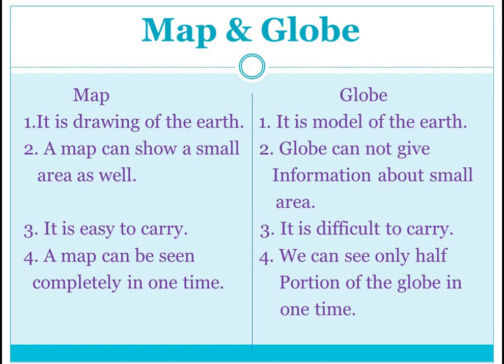We can study the entire earth on a globe at one time. A map is easy to carry. A globe is difficult to carry, because a map can be folded. Fourth, a map can be seen completely at one time. When we open the paper, we can see the complete map at one time. But we can see only half of the globe at one time. To see the other half, we have to rotate the globe. So these are some differences between map and globe.